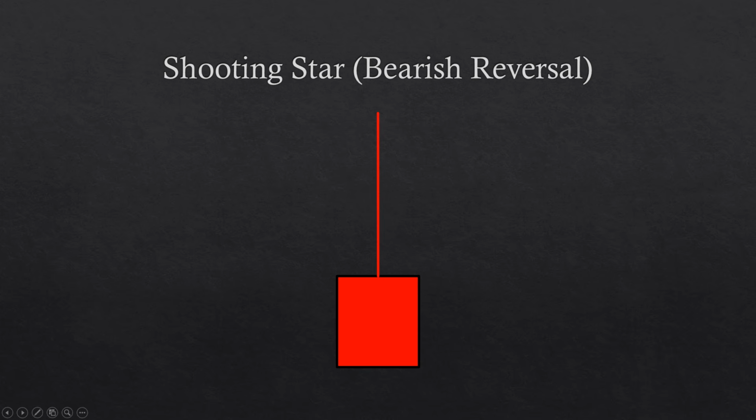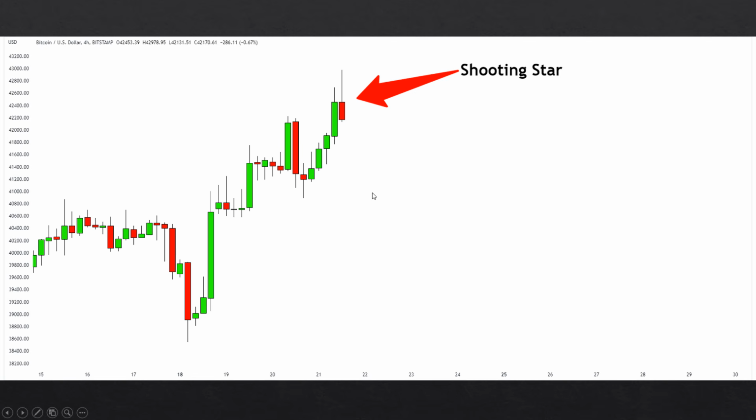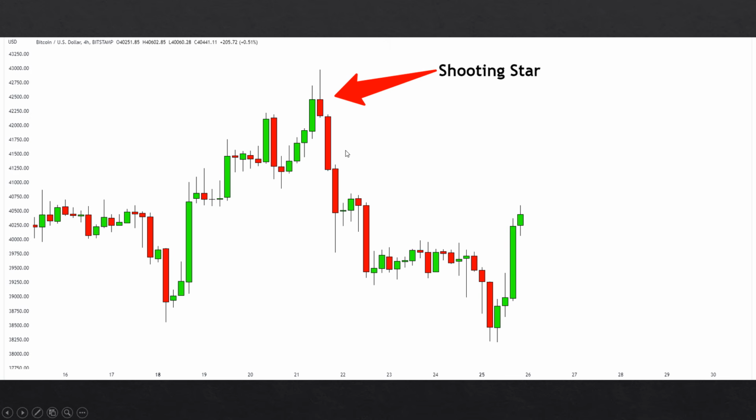In this chart, we have the 4 hour time frame of Bitcoin versus the US dollar. I marked a clear shooting star pattern after price has been rising for a while. In this next chart, you can see that the price went down immediately after the appearance of the shooting star pattern.